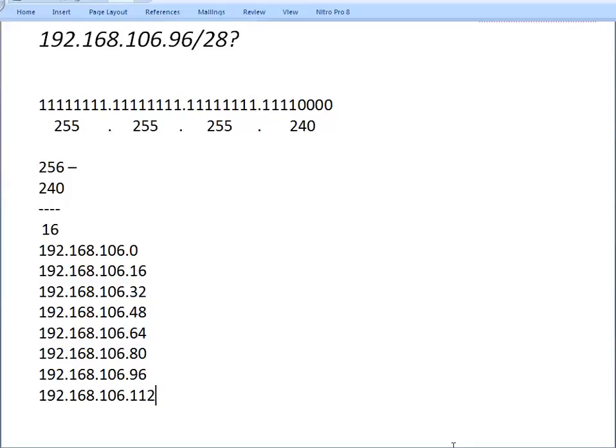Now we found that 96 is between those two lines, 96 and 112. We found the network ID. So the first valid address is going to be 192.168.106.97, the network ID plus 1, and the broadcast is going to be the next address minus 1, so 192.168.106.111. And the last valid is going to be the broadcast address minus 1, so 192.168.106.110.